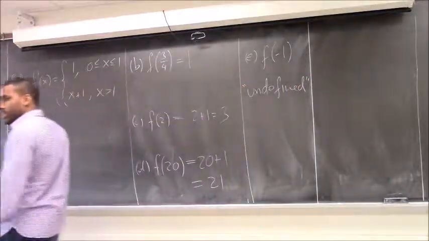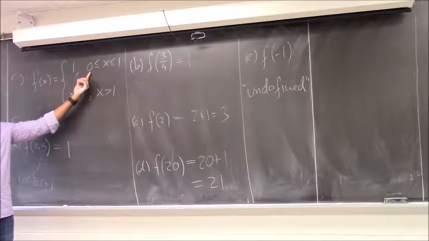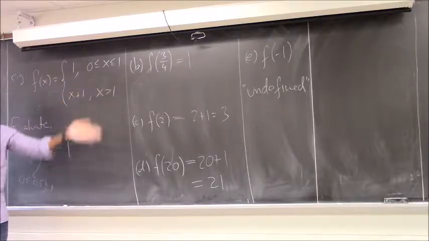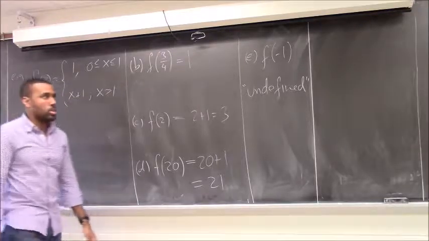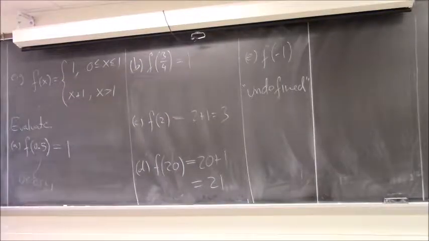When something doesn't make sense, you say it's undefined. I told you what is happening for greater than or equal to 0 up to 1, and for what's bigger than 1, I did not tell you a definition for less than 0. So you'll say undefined. That input does not make sense given how I defined my function.